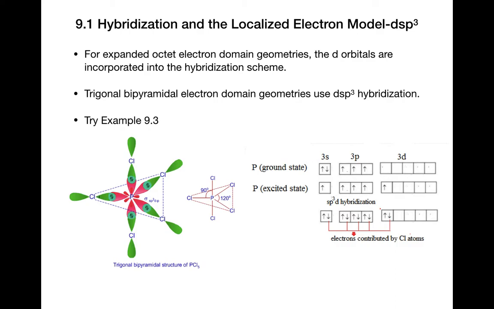We can also use hybridization to explain expanded octets. We simply mix in the d orbitals with the s and the p orbitals. Trigonal bipyramidal electron domain geometry uses dsp3 hybridization. So anything with the trigonal bipyramidal basic electron domain geometry, you can expect that to be dsp3.